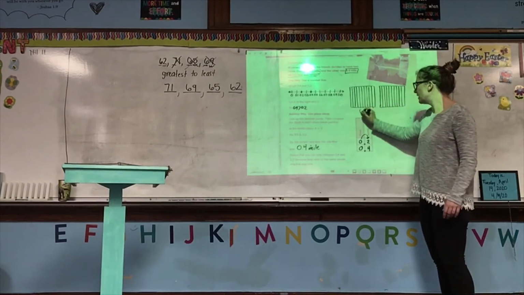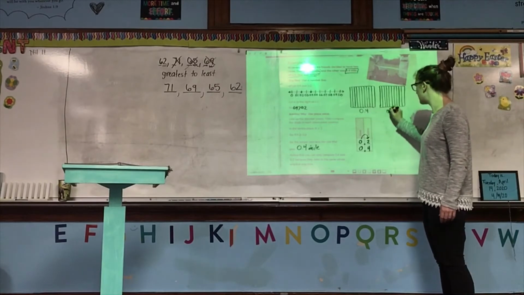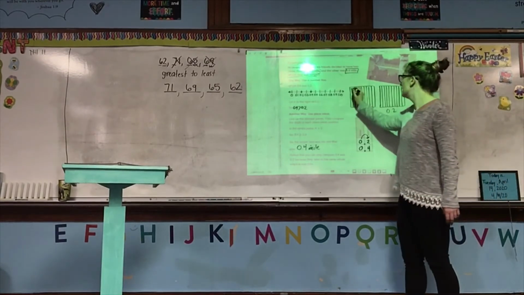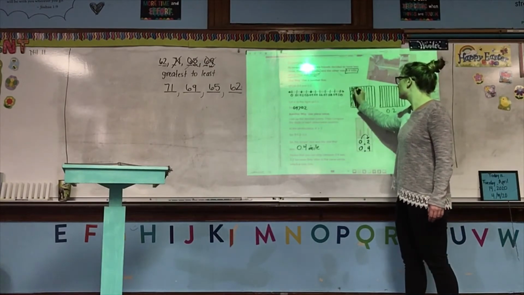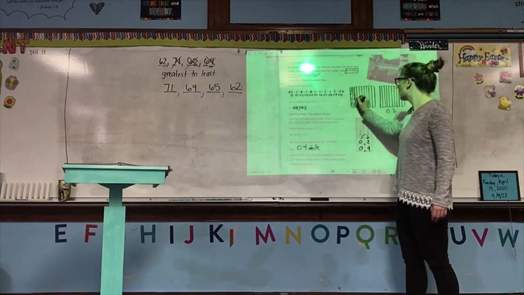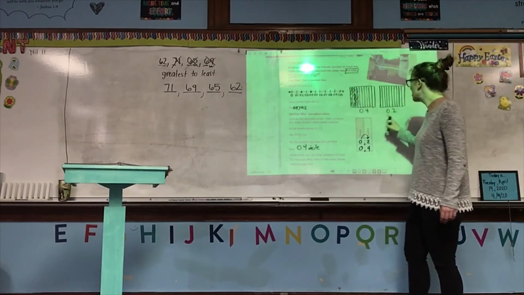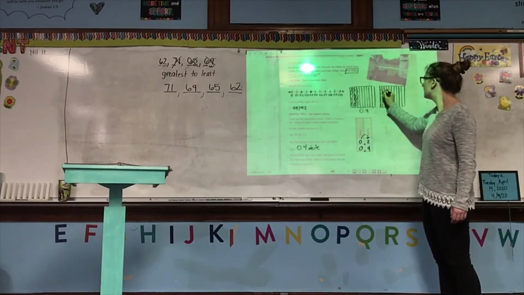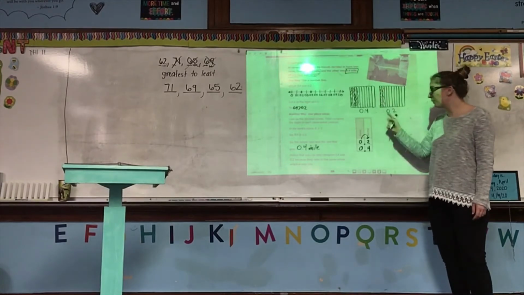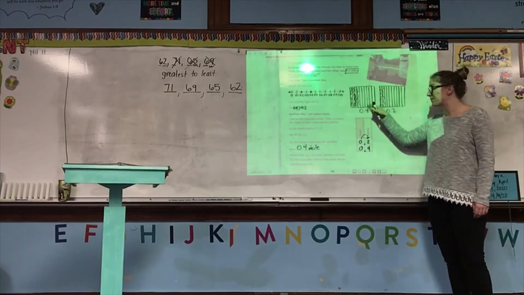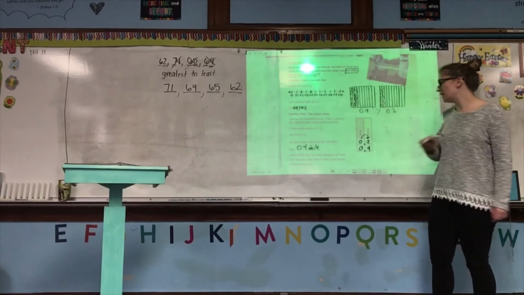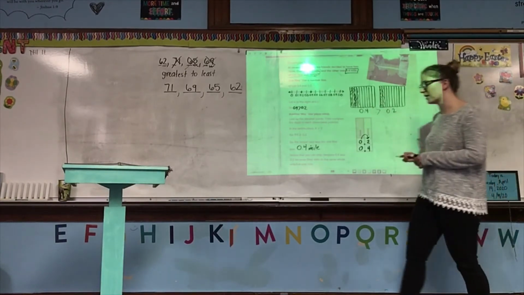Good. So now here I'm going to model 4/10, and here I'm going to model 2/10, and then I'm going to see which one takes up the most space. 4/10 is the same as 4 out of 10, so 1, 2, 3, and 4. 2/10 is the same as 2 out of 10, so 1, 2. If we look at it, we can see that 4/10 takes up a lot more space than 2/10. So that's another way that we can tell that 4/10 is greater than 2/10.